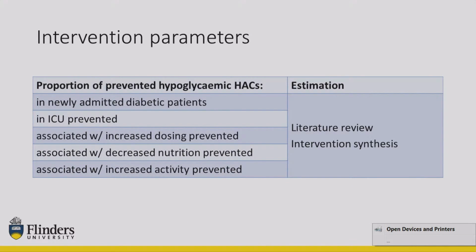So the parameters here that we're trying to estimate are the proportion of prevented hypoglycemic hospital-acquired complications from different interventions in these different groups. So in newly admitted diabetic patients, in ICU, or associated with dosing, nutrition, and activity.